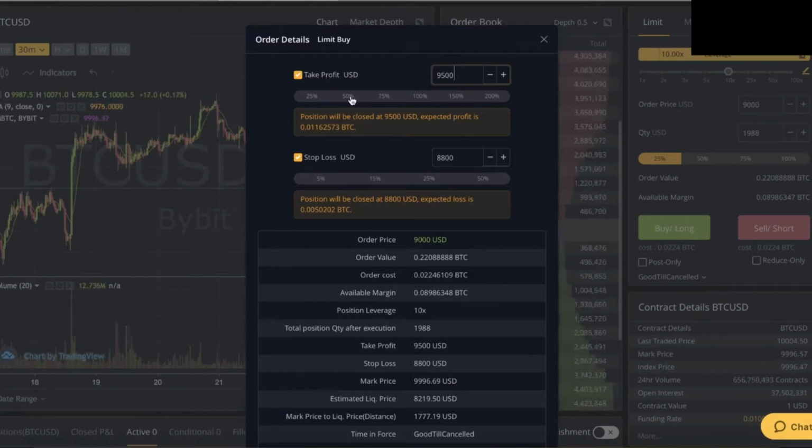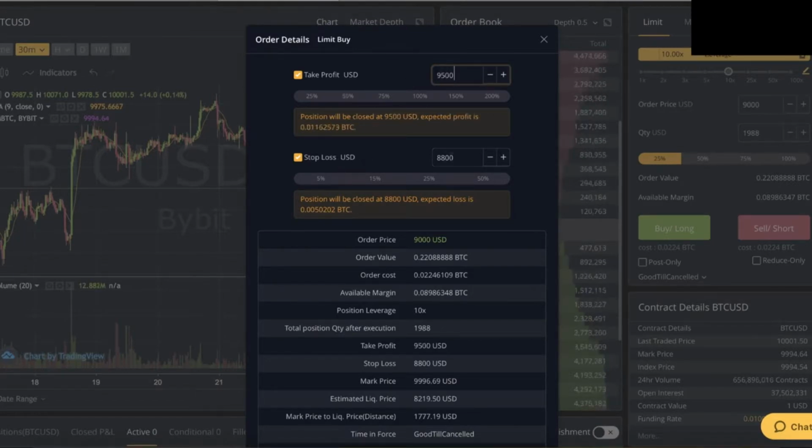I could say that I just want to close the entire position when it hits 50% profit, and it automatically fills what that is. BitMEX or any other leverage exchange I've used doesn't have this feature, and it blows my mind because it is so useful. So I can just click very easily, okay, I want the position to close only when it hits 50% profit. I've already got that number filled in, so I don't have to do the math myself. I'm gonna go for 50%, which is roughly 9,500.